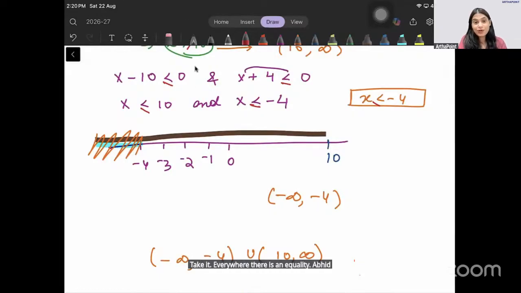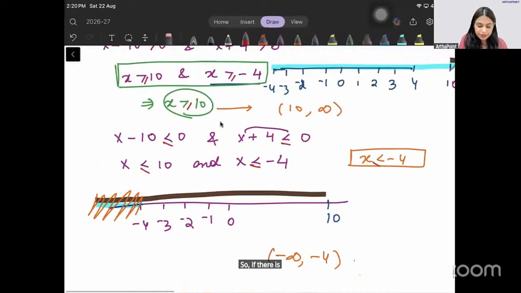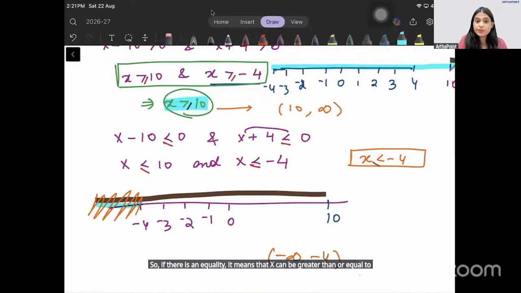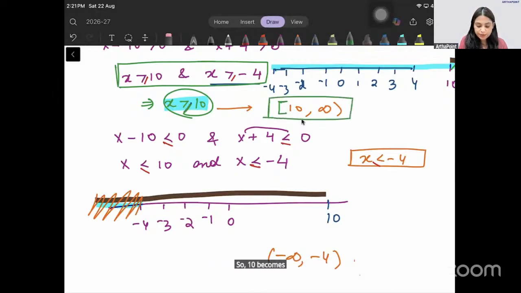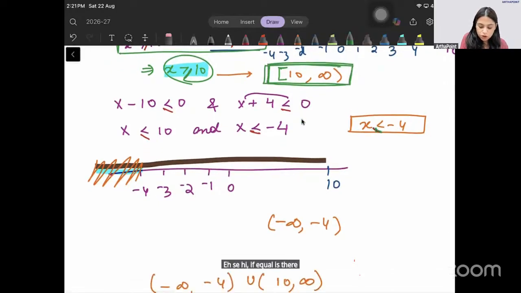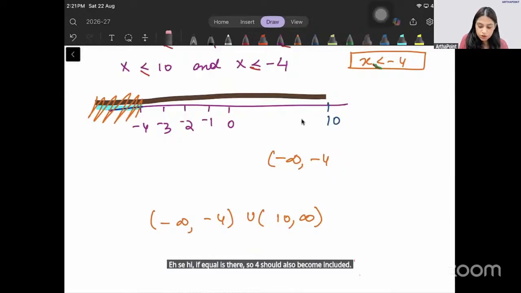Now look carefully. If there is an equality, it means that x can be greater than or equal to 10. So 10 is included, and if 10 is included, this will become a closed bracket. Like this equal is there, so 10 becomes included. Similarly, if equal is there, 4 should also become included. Both will become included, because equal has come everywhere.